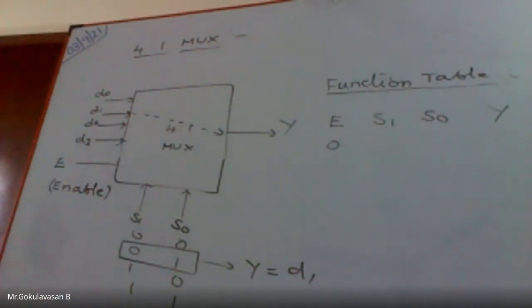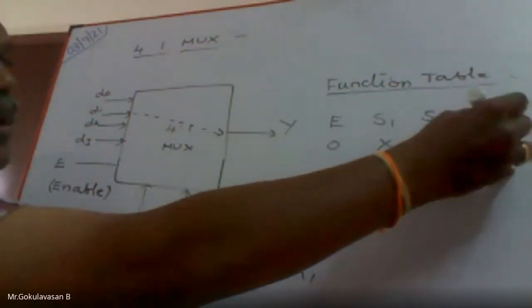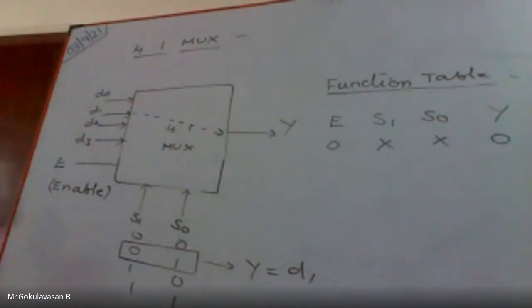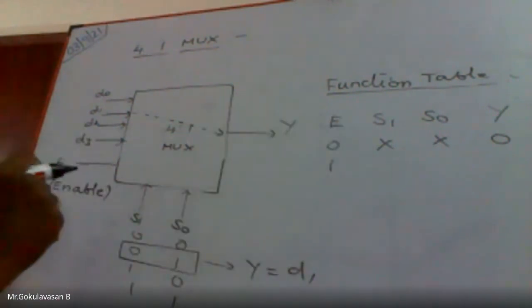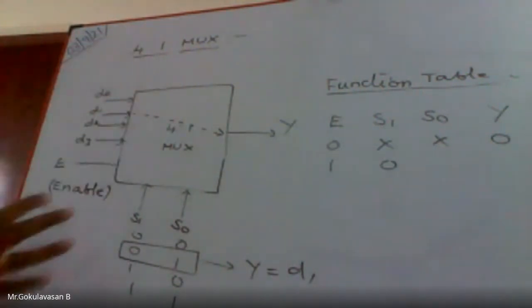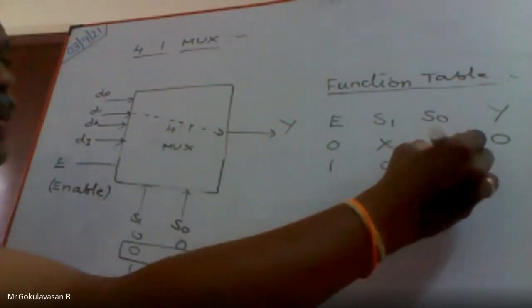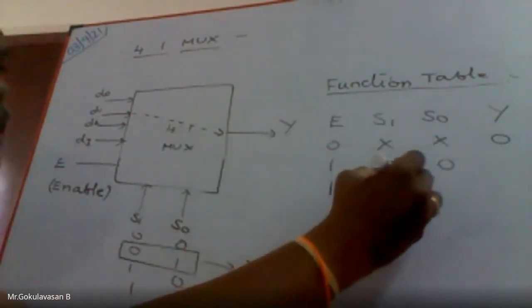So enable given as 0 means it is not enabled. That is the actual meaning. If it is not enabled, then whatever may be the value of S1, S0, output will be 0. If I put XX, what does it mean? Don't care. That means whatever the value of S1, S0, output will be 0. If I make enable 1, it means the chip is enabled. Chip is ready now. Chip is activated to work. I am giving select inputs like this. Again, it is 1. I am giving like this.